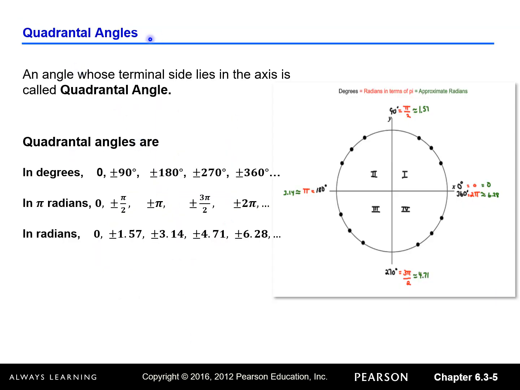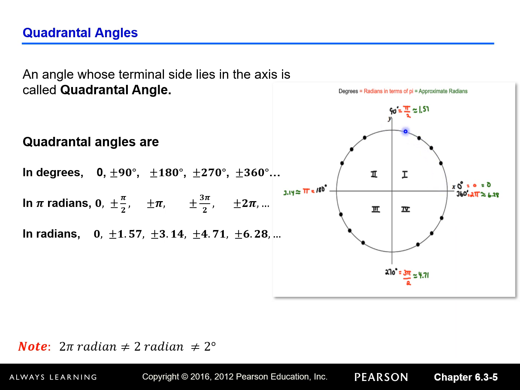What are quadrantal angles? These are angles whose terminal side lies on the axis. So this is the positive x-axis, negative x, positive y, and the negative y. These are the quadrantal angles in degrees. Starting from the positive x-axis, which is 0 degrees, you will just add 90 degrees to get the quadrantal angle.